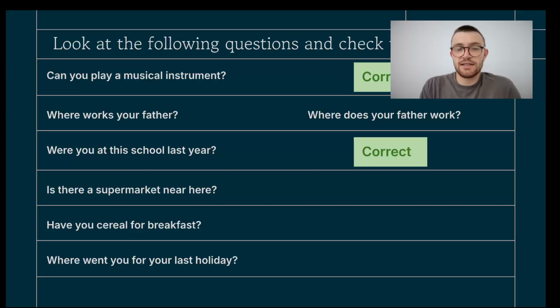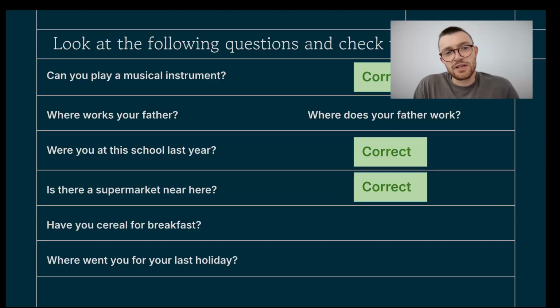This one is correct. Is there a supermarket near here? Is there a supermarket near here? This one is correct. Have you cereal for breakfast? Now, does that one sound correct? It shouldn't, because it is incorrect. It should be, do you have cereal for breakfast?